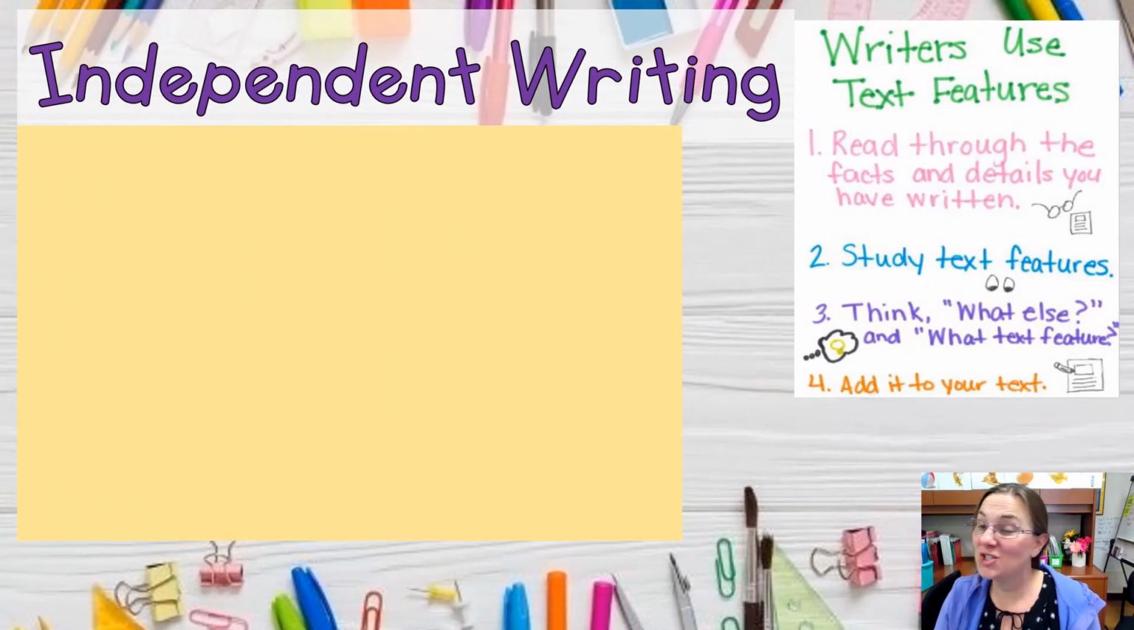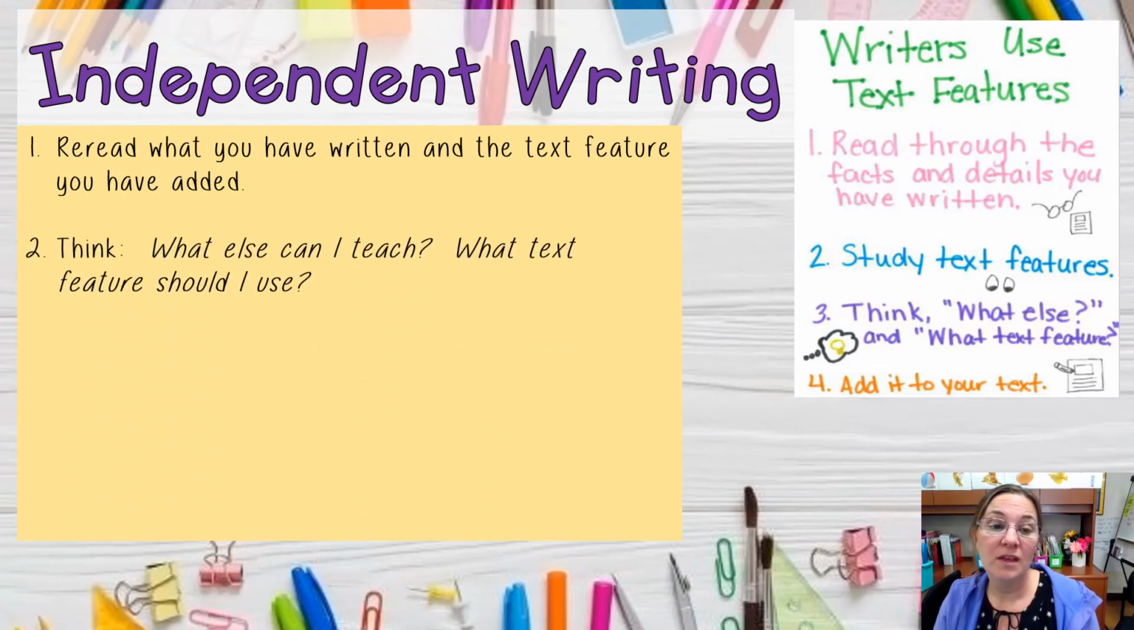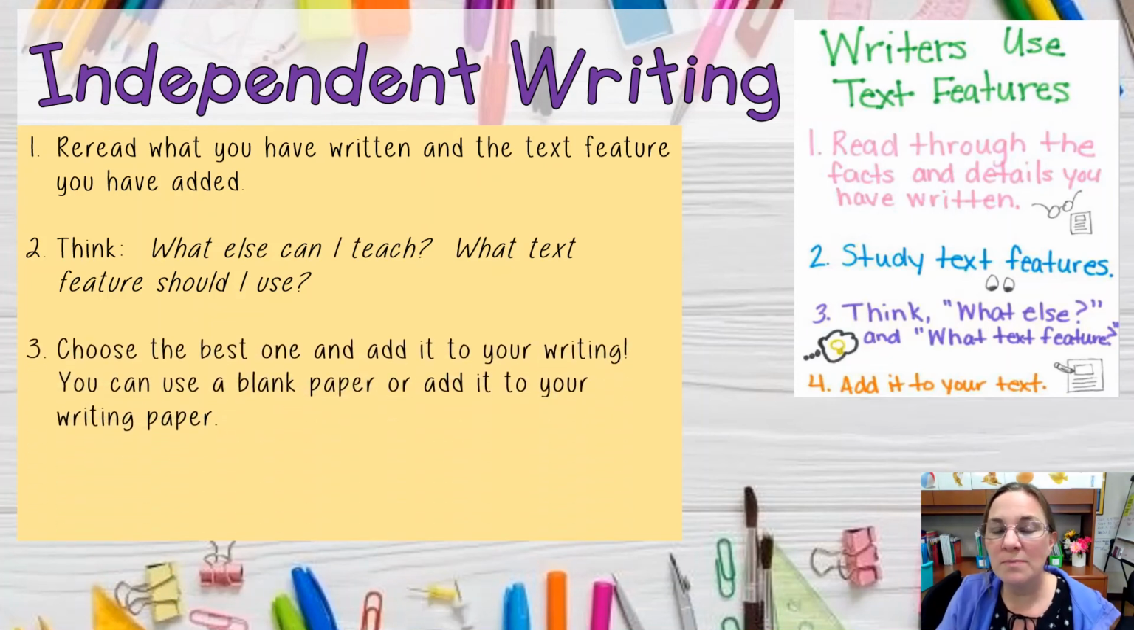Okay, writers, it's your turn. Here's your job for independent writing. Reread what you've written and the text features that you've already added. Then think, what else can I teach? And what text feature can I use? Give your readers some more information using a text feature. Choose the best one. So thinking through all the different text features, choose the best one to teach your new idea and add it to your writing.